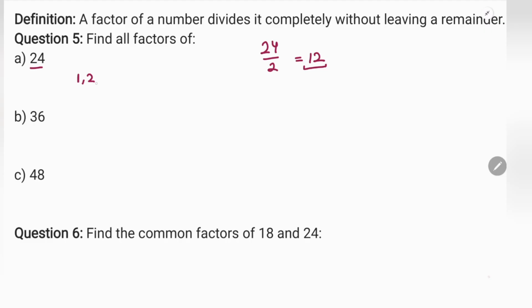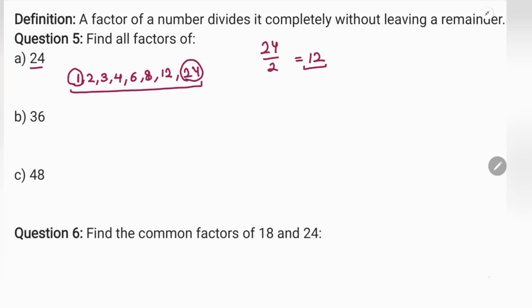Okay. Does 3 completely divide 24? Yes. So 3 is also a factor. Then 4. 4 is also a factor. Does 5 divide? No. 5 doesn't completely divide 24. Okay. So we will say 5 is not a factor. And then 6. Right. 6 is a factor because 6 divides 24. And then 8 also divides 24. Right. And then 12. And then 24. So did you notice one thing, that 1 and the number itself is a factor.